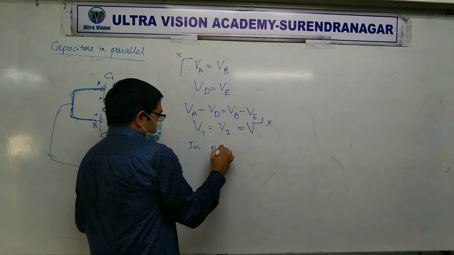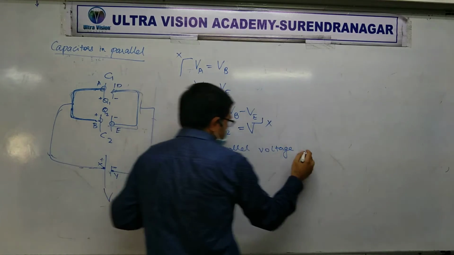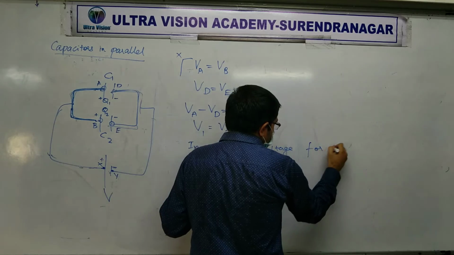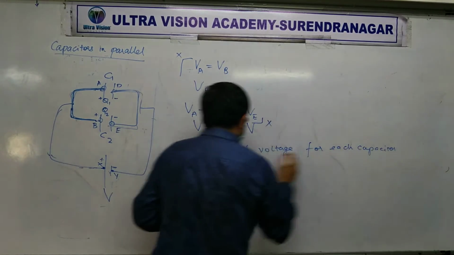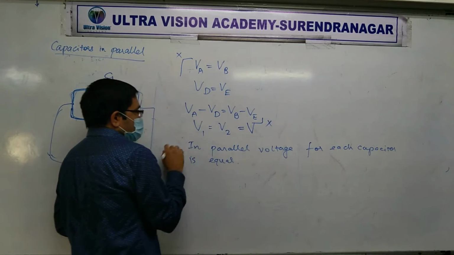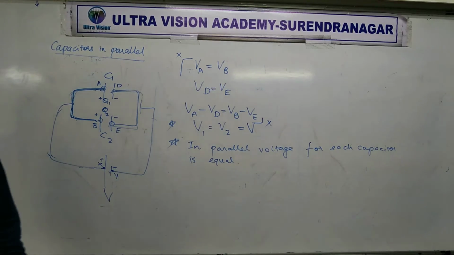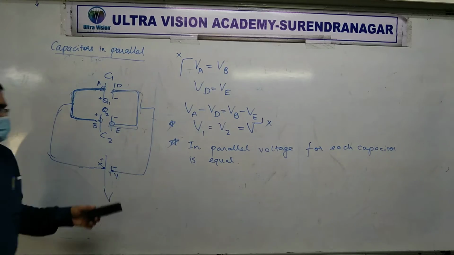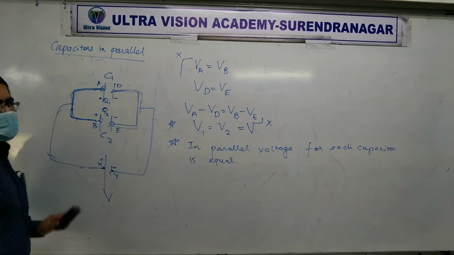In parallel, the voltage for each capacitor is the same or equal. Okay, this is a useful relation for parallel. The reason is that they are connected to the same wire.